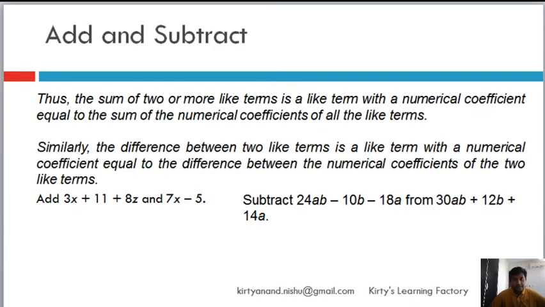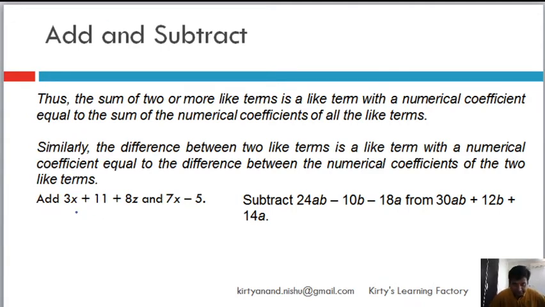Okay, let's start with the addition and subtraction. So basically you can add like terms and you cannot add unlike terms. Similarly for subtraction. If the terms are like, you can add or subtract.